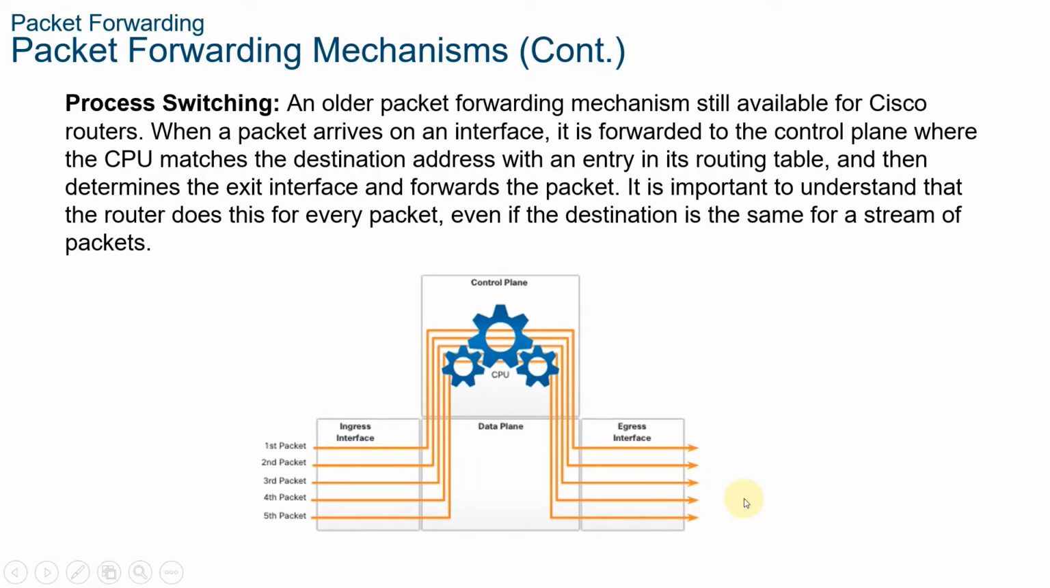Now, it is important to understand that the router does this for every packet, even if the destination is on the same network for a stream of packets. So the process switching mechanism is very slow and is rarely implemented in modern networks. Contrast this with fast switching.